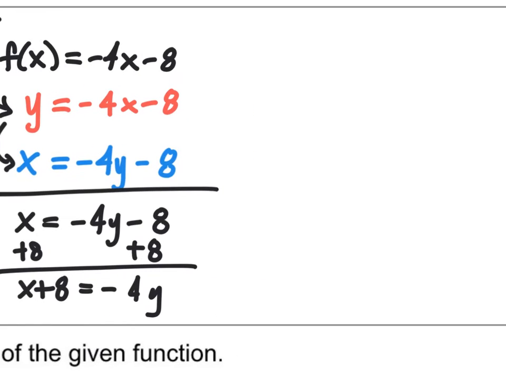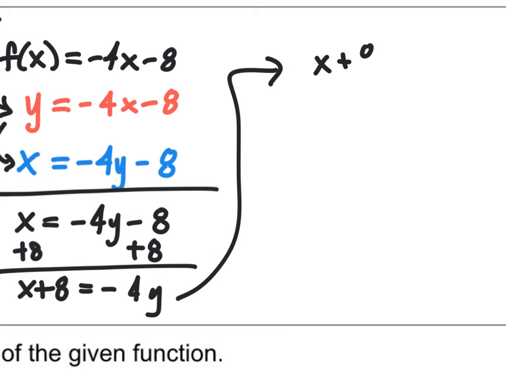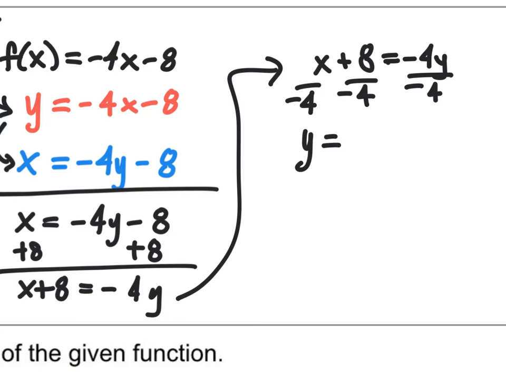I'm going to do this up here. I'm going to rewrite this as x plus 8 is equal to negative 4y. Then I'm going to divide both sides by negative 4. As a result, this is what I get: y equals negative 1/4 x, you can write that as negative x over 4, doesn't matter, and then minus 2. This all was step 3, solving this for y.